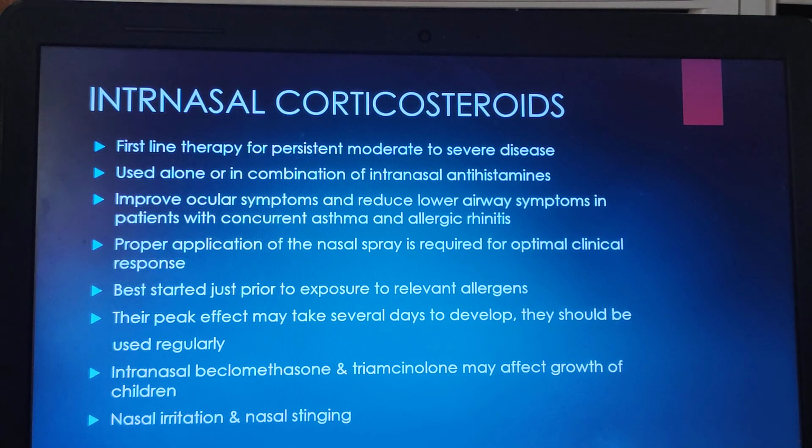The two most commonly used drugs, beclomethasone and triamcinolone, can be used intranasally, but probably long-term use of these drugs may affect growth of children. So they are not advisable to use for a very long time. The common side effects of intranasal corticosteroids could be nasal irritation and nasal stinging.